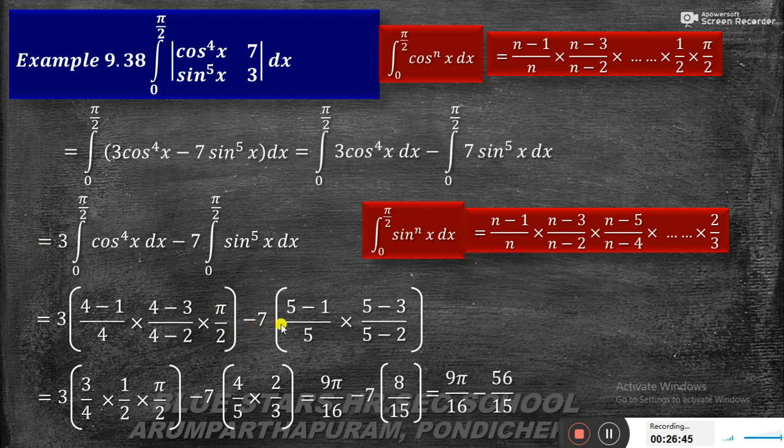Next, minus 7 into, this is n equal to an odd number, so (5-1)/5 into (5-3)/(5-2). We stop up to this because 5 minus 5 comes to 0, so we stop here.